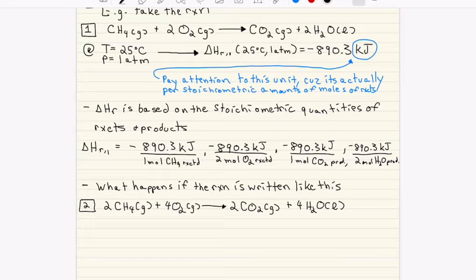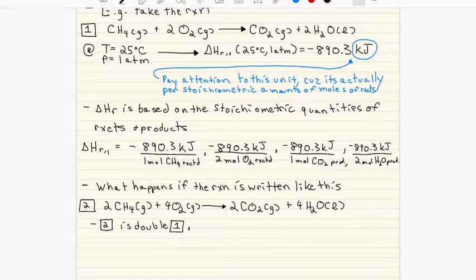Okay? Based on how this chemical reaction is written, what do you think the enthalpy of reaction is going to be? Pause the video right here and think about what delta H of R is going to be. Okay, let's figure out what delta HR2 is going to be. I hope you notice that chemical reaction 2 is basically just twice chemical reaction 1. So 2 is double 1.